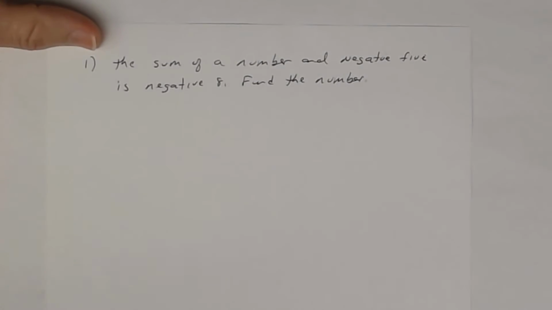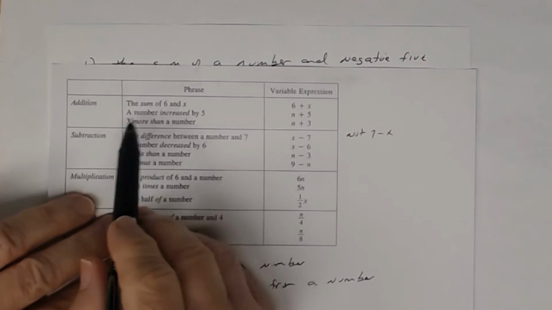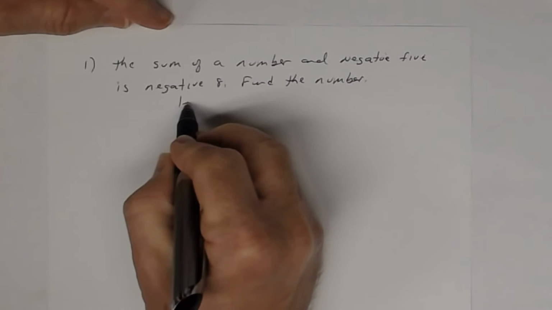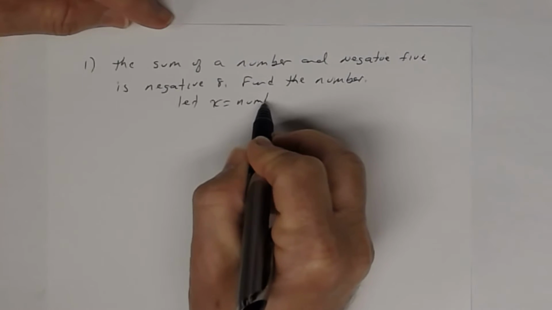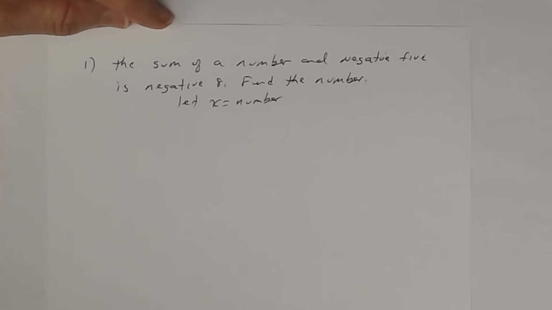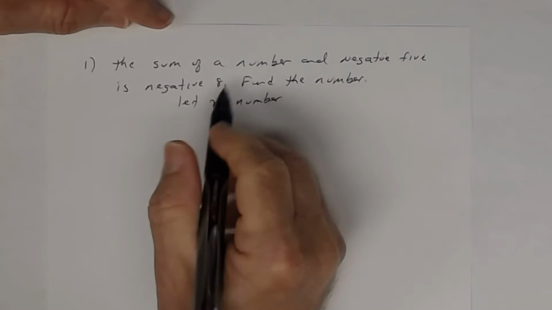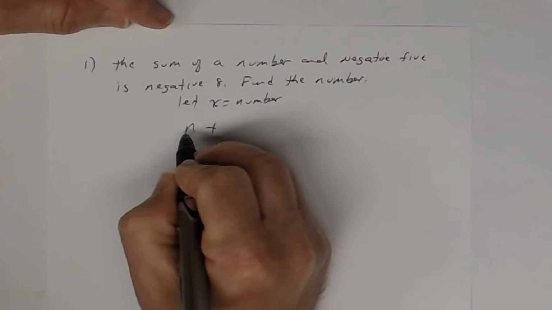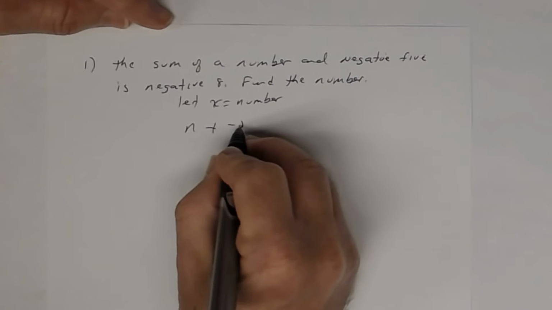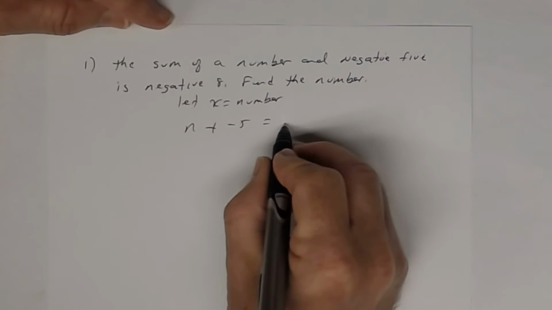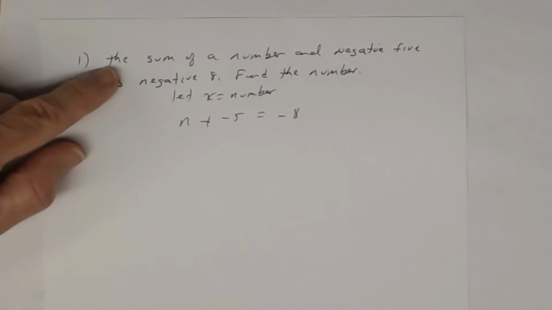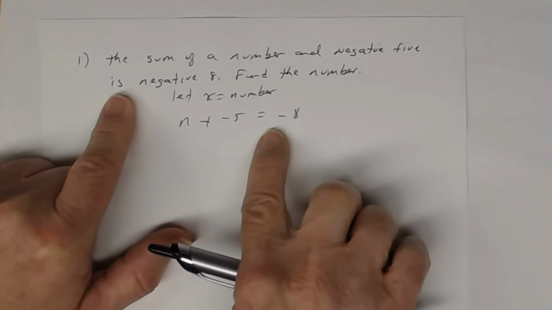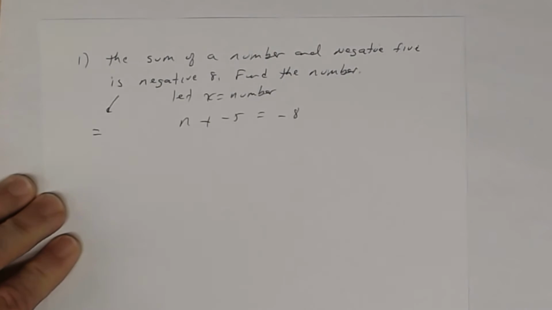Remember, when you see the word sum, sum means addition. So the sum of a number, we're going to let x equal that number, or n, whatever you want to use. So this says n plus negative 5 is negative 8. I translated this into this. Now, is means equal, so keep that in mind. This right here is the equal symbol.